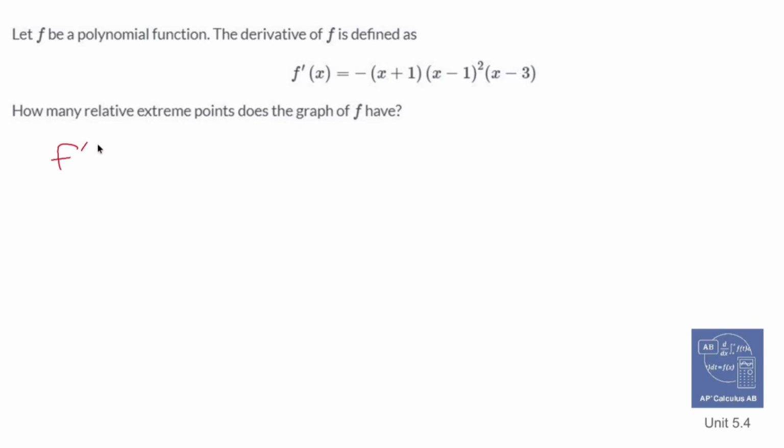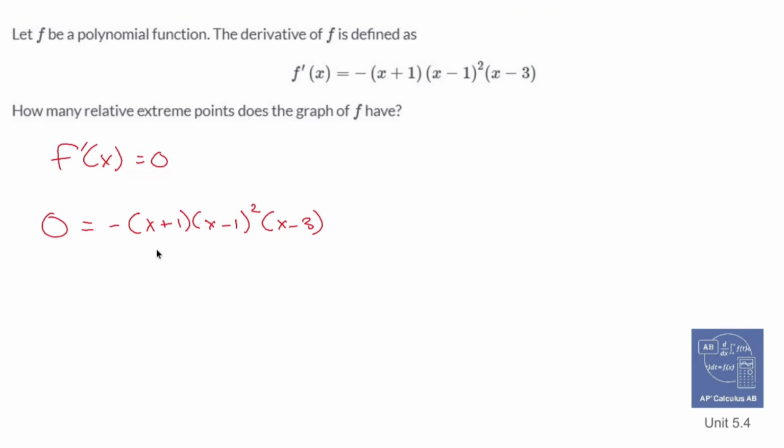I know that if I wanted to find the critical points, you set the derivative equal to 0. Oh, happy day. The derivative is equal. Well, it's already the derivative, so I don't have to do much. That negative does nothing for me. x plus 1, x minus 1 with a multiplicity of 2, which means something fun's going to happen, and x minus 3. Whenever you have even multiplicity, something fun usually happens.